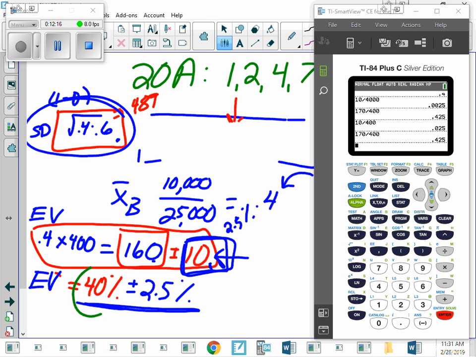I don't have this anymore because I don't know what's in there. And I don't have this anymore because I don't know what's in the box, so I don't know the SD. Well, here's the trick. You run out and you talk to a whole bunch of people, and you assume that your percentage is correct. And that gives us this.